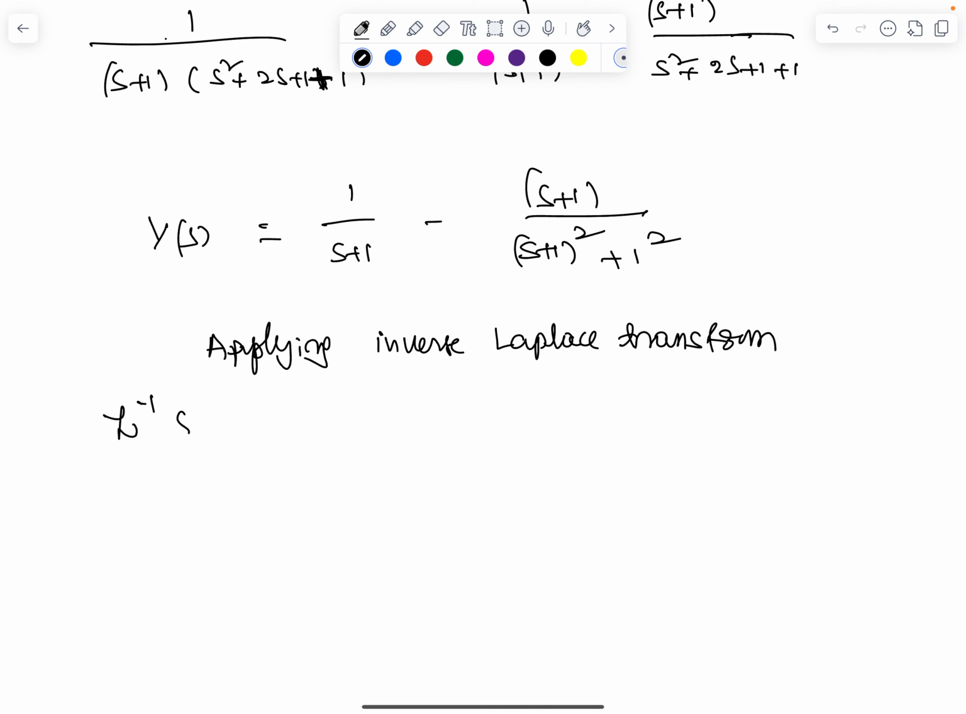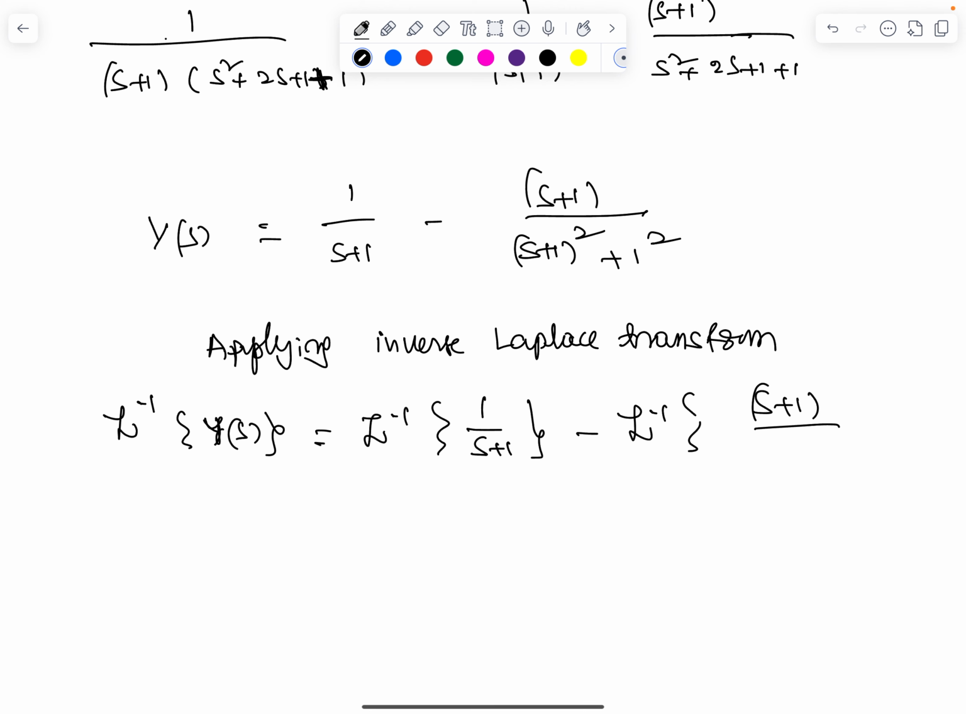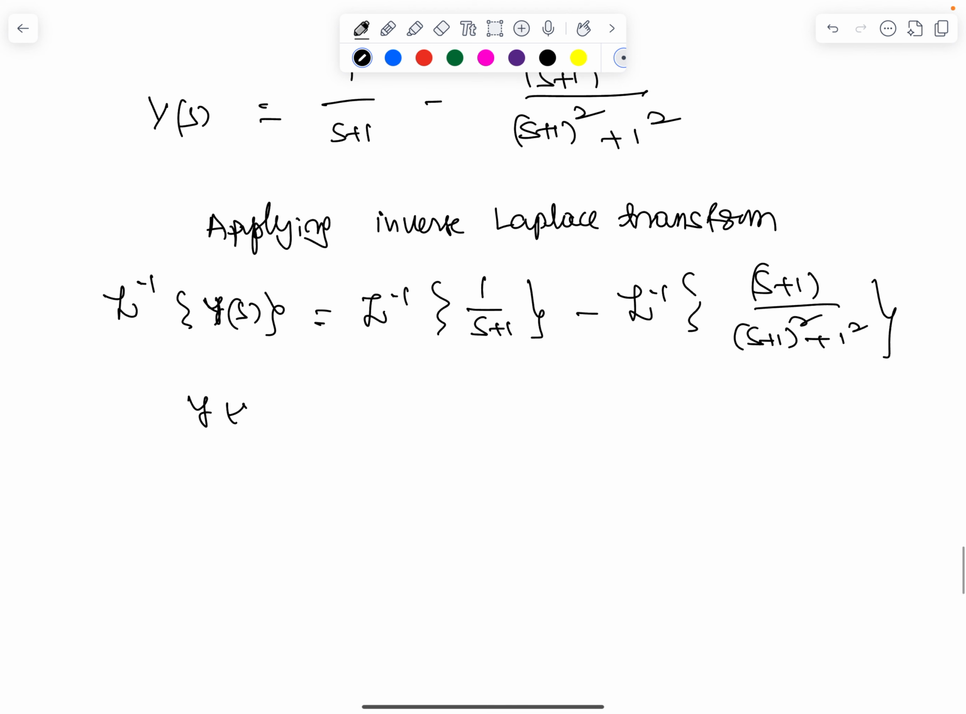L inverse of capital Y of s is equal to L inverse of 1 by (s plus 1), minus L inverse of (s plus 1) divided by ((s plus 1) whole square plus 1 whole square). This is equal to y of t, which is equal to e power minus t, and minus, this is like Laplace transform of cos at, which is equal to s divided by s square plus a square. Therefore, you will be having cos 1 t, because this is 1 square only.